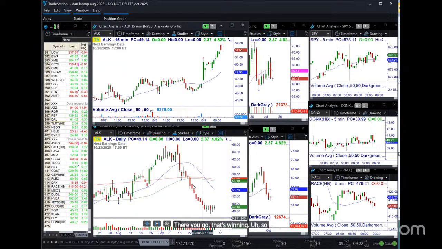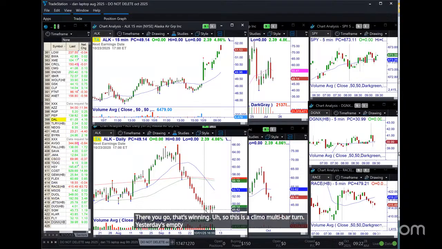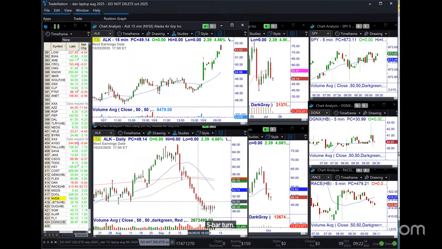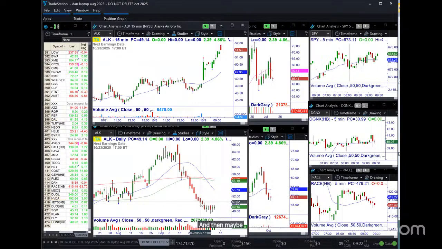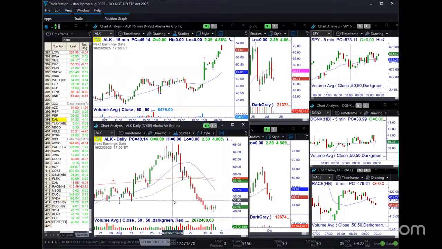So this is a Climo multi-bar turn. Yesterday's MT Live, we talked about turns. This is a 1, 2, 3, 4. This is a gap from a 5-bar turn. This is in the weekend ladder as a put spread, but I like it as a directional too. And then maybe 30-minute high. And that's all my alarms.